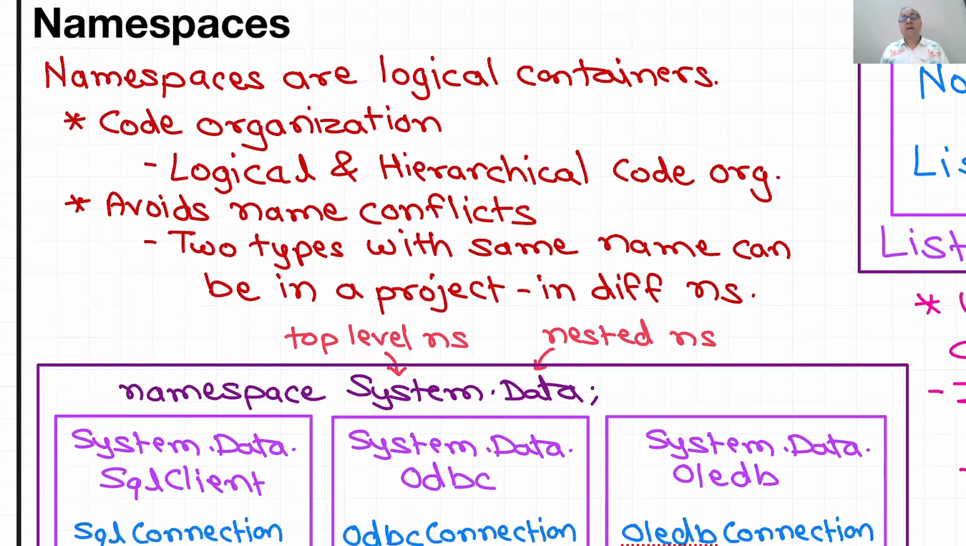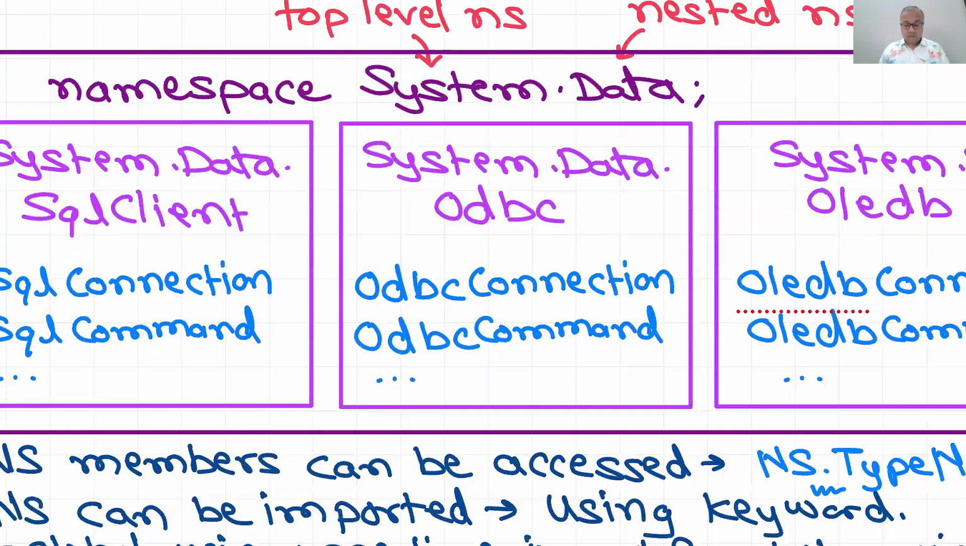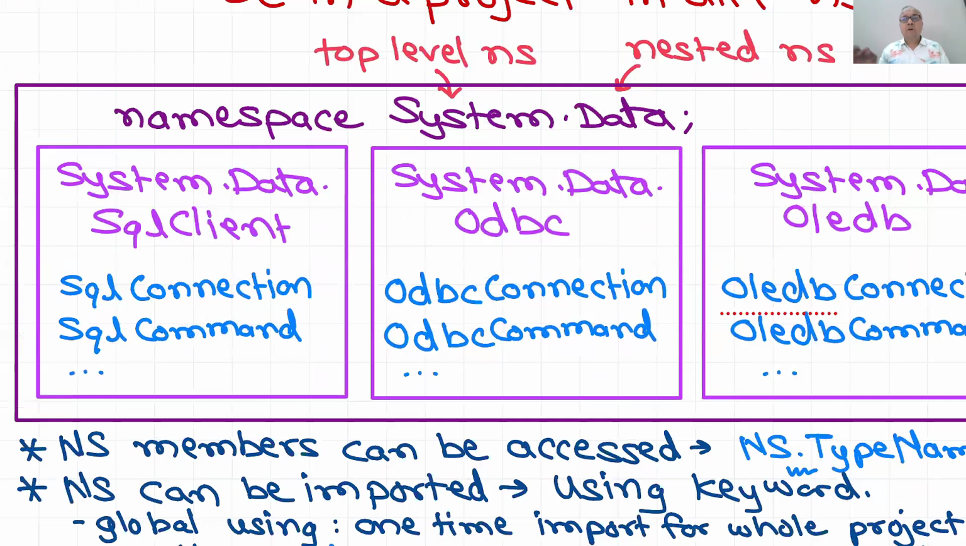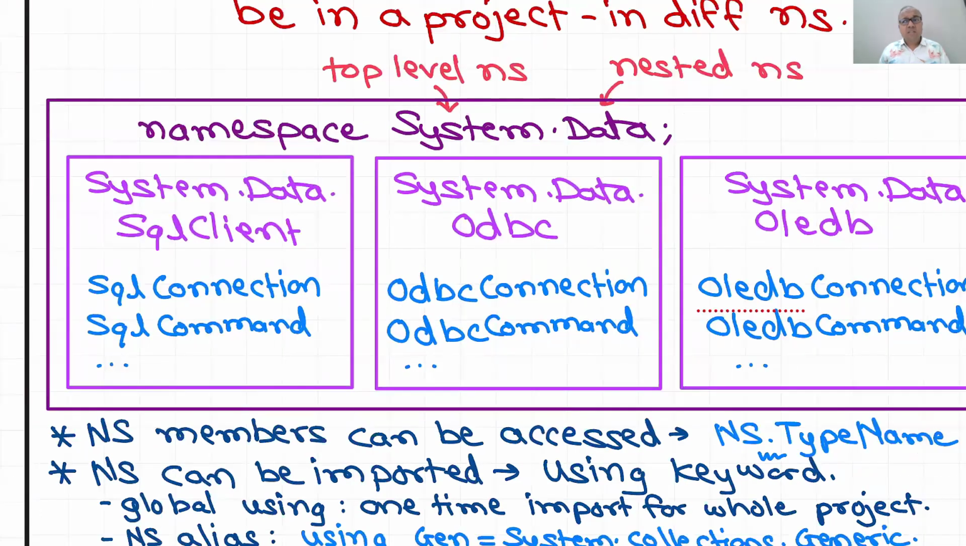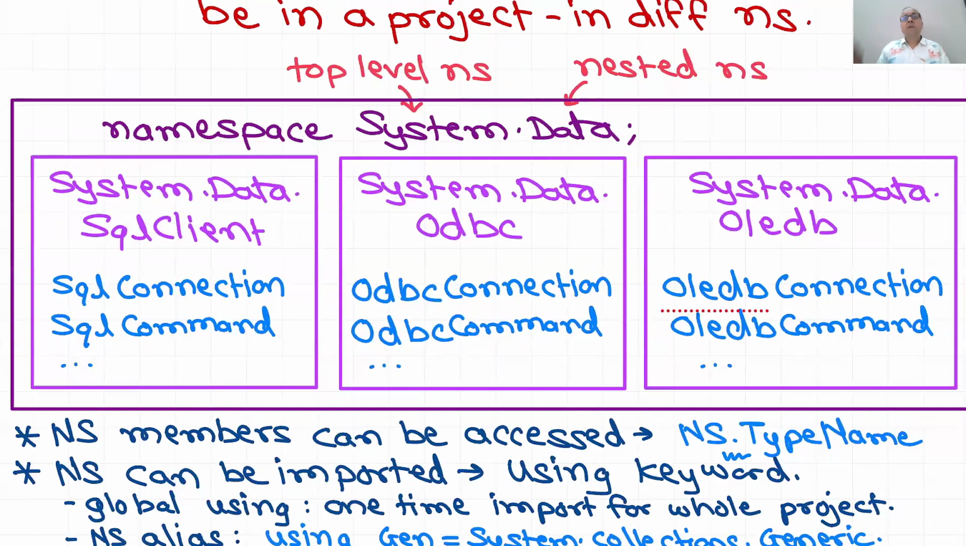I'll give you one example of a predefined namespace. Here you see that there is the System.Data namespace. System is a predefined top level namespace. You might have seen that earlier we used System.Console. The System namespace had the Console class. In a similar way, over here, I'm talking about the System.Data namespace, where System is a top level namespace and Data is nested inside this. This particular namespace is all about database connectivity.